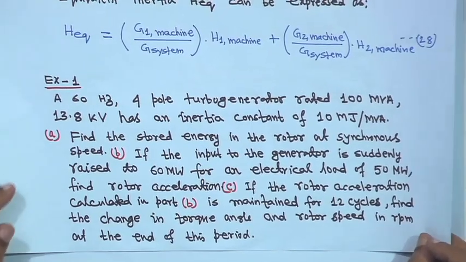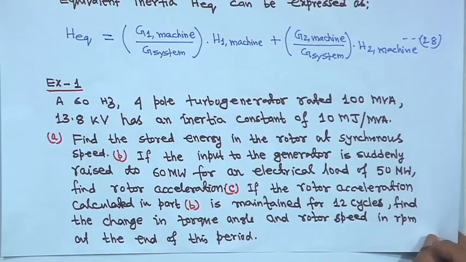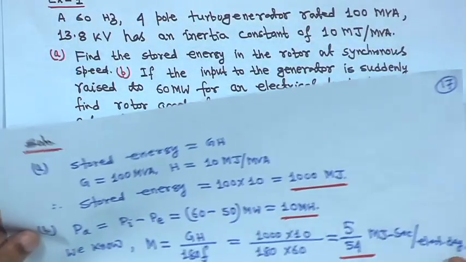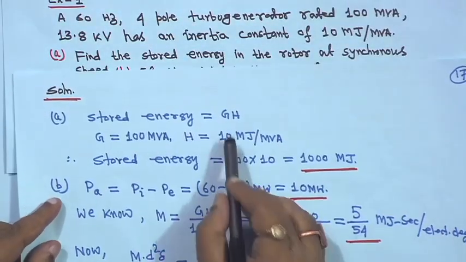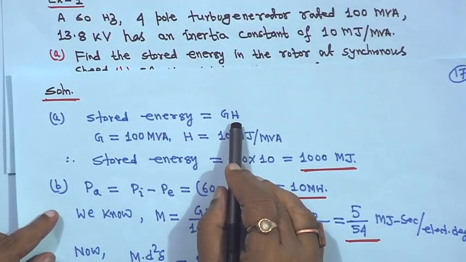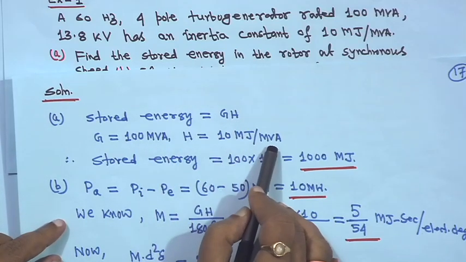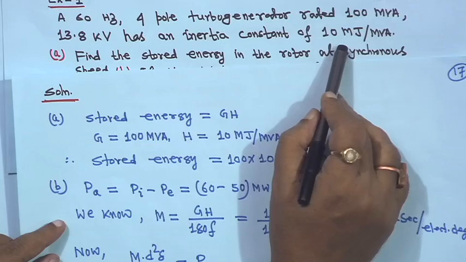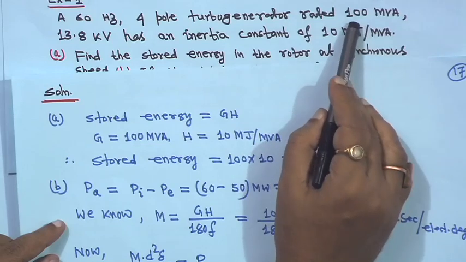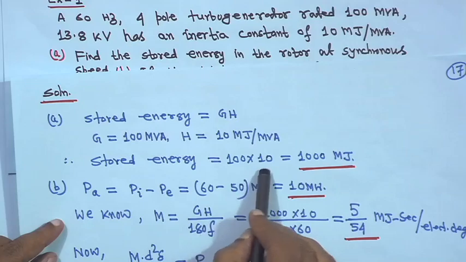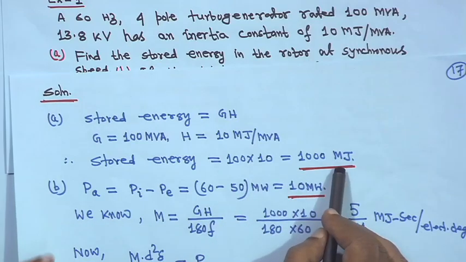So, how will we do this? Part A. Stored energy, we know, is G into H. G is given as 100 MVA, H is given as 10 megajoule per MVA. Therefore, stored energy is 100 into 10, so 1000 megajoule.